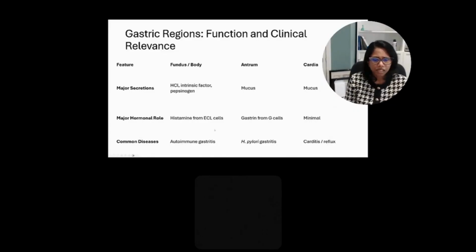But ultimately, the diseases associated, such as autoimmune gastritis, H. pylori gastritis, carditis, and reflux esophagitis, can functionally disrupt the normal physiology of the stomach. And that's why knowing these entities is important to be able to treat these different ailments.